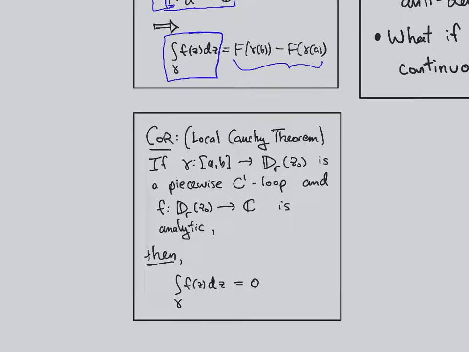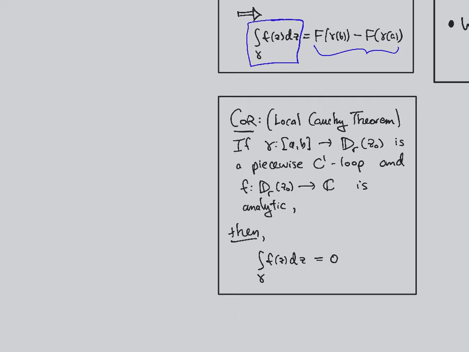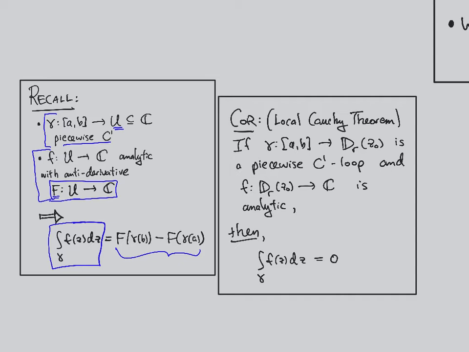It's worth pointing out one simple corollary of this fact, which we might call the local Cauchy theorem, which is if I have a piecewise C1 loop mapping into a disk and an analytic function on that disk, then since we know that we can always find antiderivatives on disks just using power series, then I automatically know that for any loop mapping into the disk, I get that these integrals will be 0.